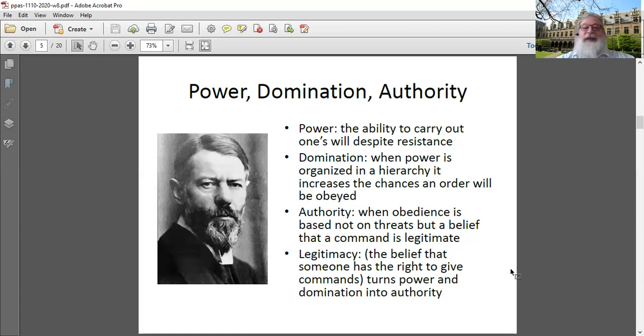Authority is when obedience is based not on threats, but a belief that a command is legitimate. More often than not, I don't have to threaten anybody in this class in order to get you to do your work. You do it because you believe I have authority, that the commands I'm giving you are legitimate. And that's an important point. And that's the fourth thing here, legitimacy, right? The belief that someone has the right to give commands turns power and domination into authority.